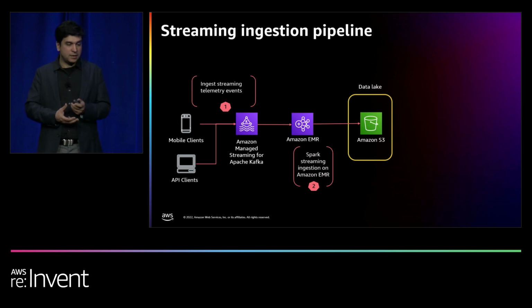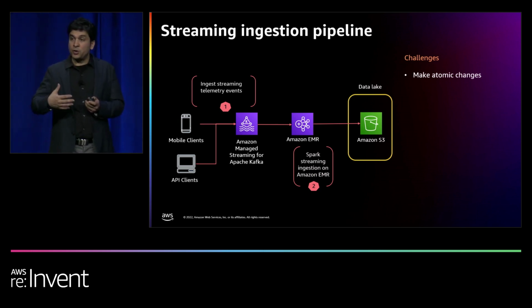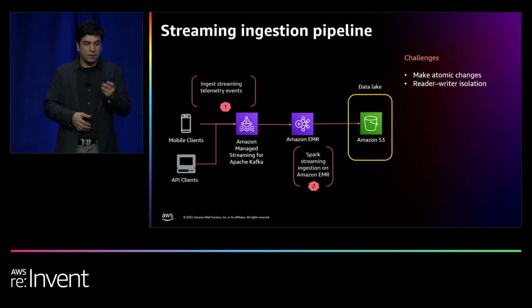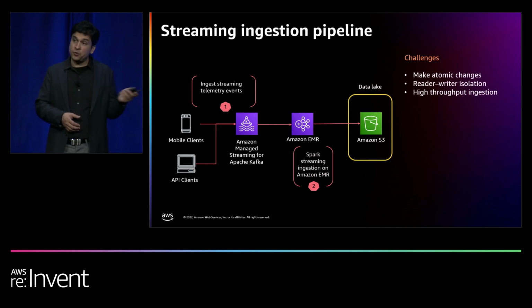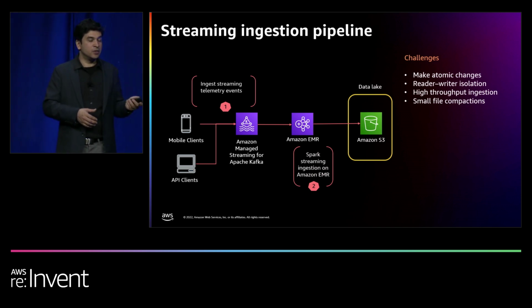Now, with such an architecture, some of the challenges that emerge are: how to make atomic changes to your S3 storage so your readers don't see partial data, they see clean committed data as you're writing to S3. That's the reader-writer isolation problem. How to have high throughput streaming ingestion? With high throughput ingestion, you end up with too many small files, which is an anti-pattern. The more small files you have, the more listing overhead to read the files, to prune the files, and so on. So how do you compact these small files at a certain periodic frequency into larger files?